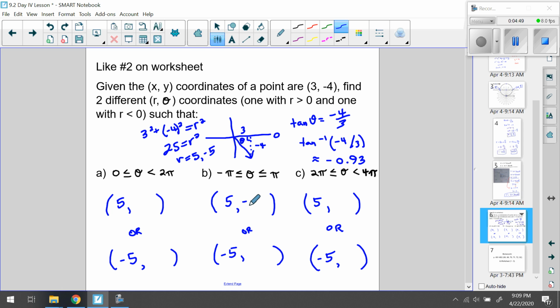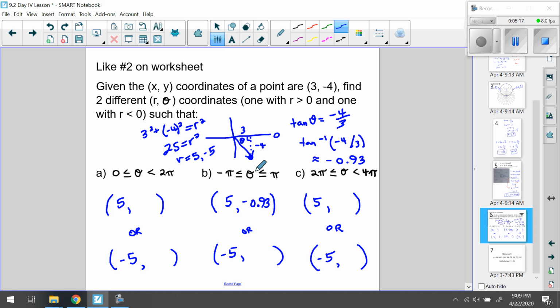I can put 5, -0.93 radians. Because if I go backwards 0.93 radians, and then if r is positive, I'm going to go forward in this direction, and that's where I want to go to get to that coordinate. And so the value that your calculator gives should be the value that goes with part B, and a positive 5.